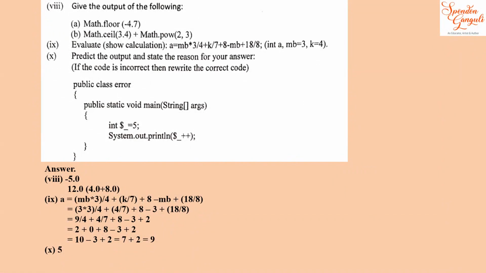This is because dollar and underscore both are valid characters for naming an identifier. So int underscore dollar underscore is a valid variable name which is then incremented. So thus you get the answer 5.